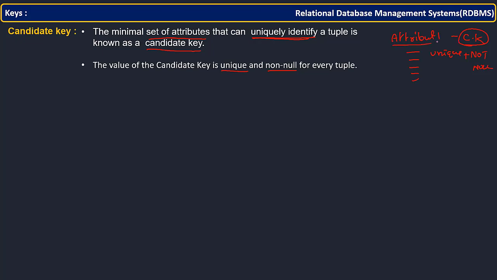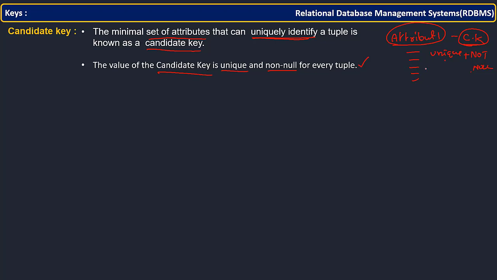Whichever attributes satisfy this property, that is unique and not null, automatically those are the candidate keys. Simple. So the standard definition you must remember for the candidate key is: the attribute or set of attributes which satisfy unique and not null is nothing but a candidate key.